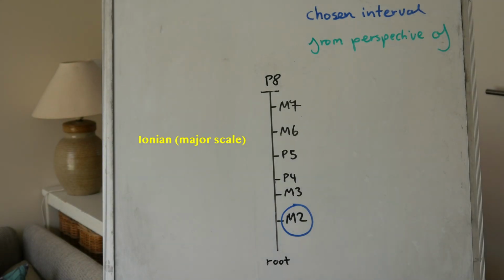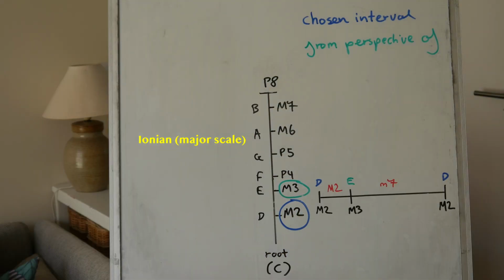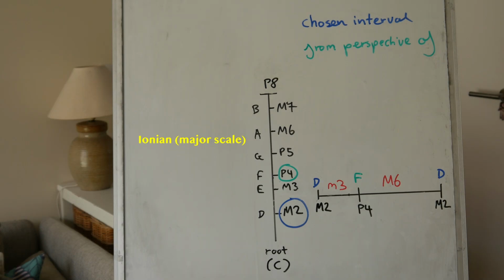First, I nominate an interval, in this case the major second, and now I'm going to consider this interval in respect of every other interval found in the scale. We already know its relationship to the root, so let's start with the major third and work upwards. The major second is a major second below the major third and a minor seventh above. The major second is a minor third below the perfect fourth and a major sixth above, and so on and so forth with the rest of the intervals from the mode.